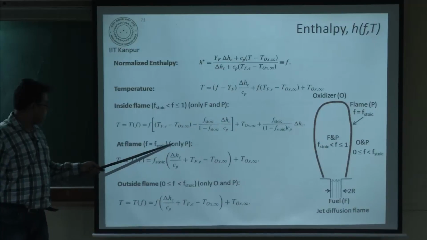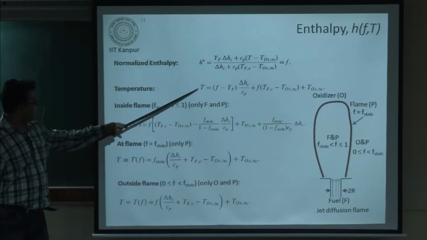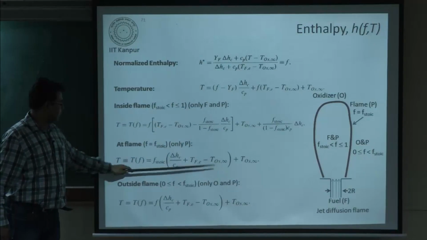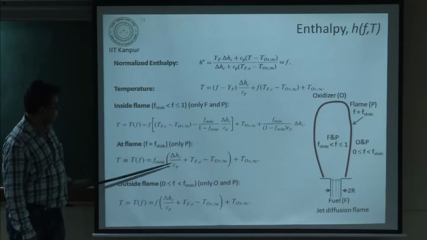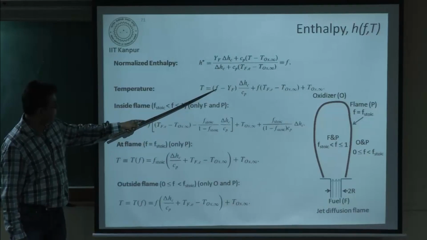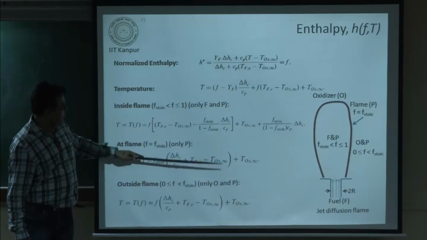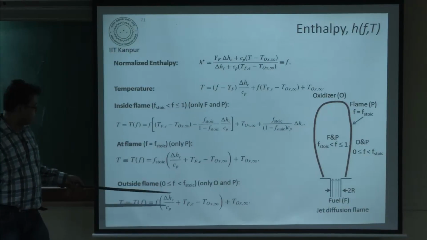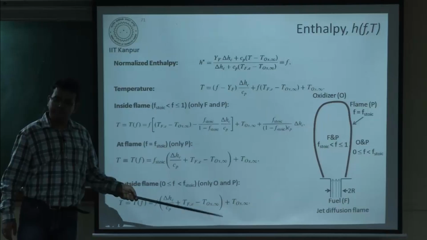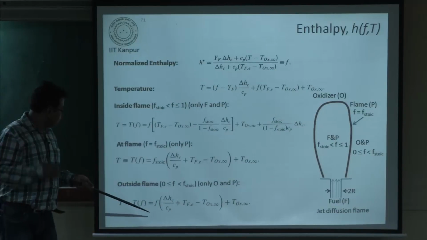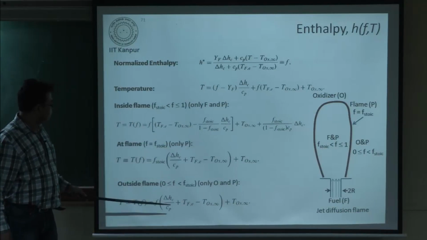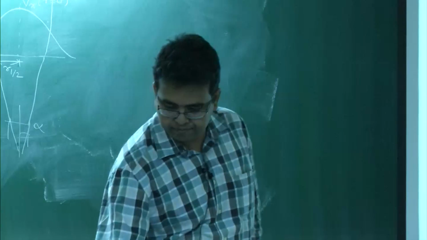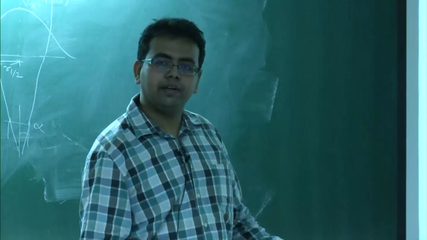At the flame we have only product, so you can recover, so YF is equal to 0, so from that you will get this expression, and F is equal to F stoichiometric. So you substitute F equal to F stoichiometric, YF is equal to 0, then you can follow from here to here, right. So outside the flame we have only oxidizer and product. Okay. So again from this expression, okay, we can derive this. Okay. So these are the expressions of temperature in terms of the mixture fraction.